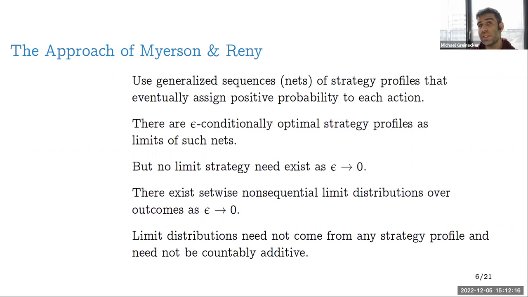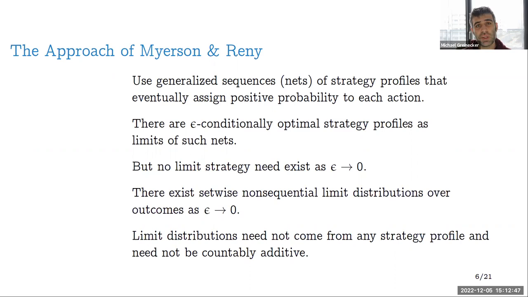Now, these limit distributions may not be induced by any actual strategies, and I will give you an example of something like this happening later. A very simple example. There might not be any strategy that actually induces the limit distribution. And this limit distribution, in the topology they use, need not be countably additive. These need to be finitely additive measures that fail to be countably additive.